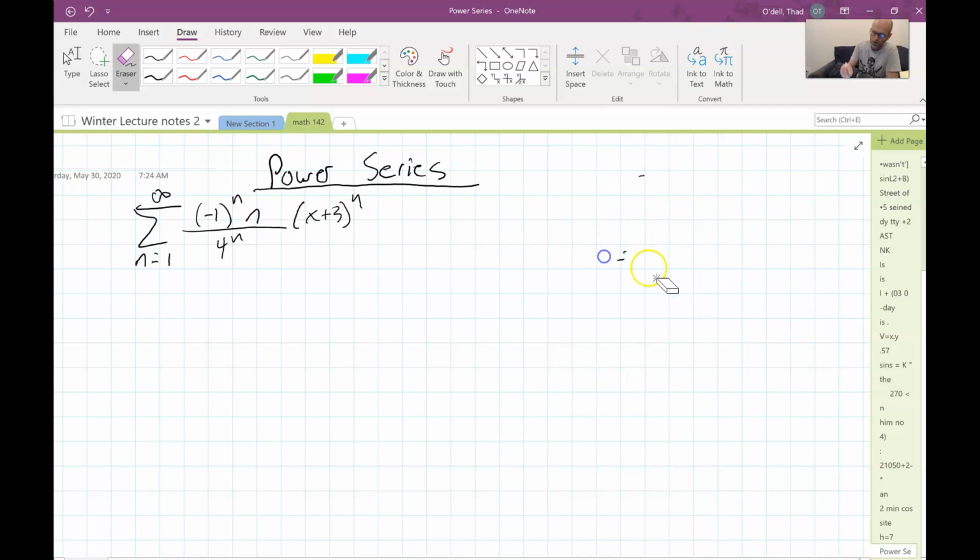And so our goal generally is to find either the radius of convergence or the interval of convergence. That's the two things we'll talk about. So radius of convergence or interval of convergence.